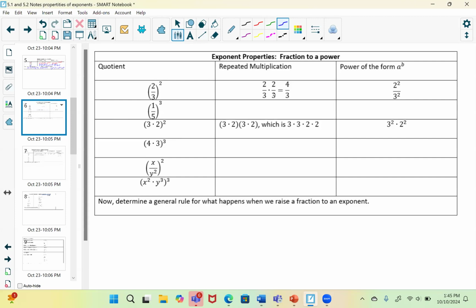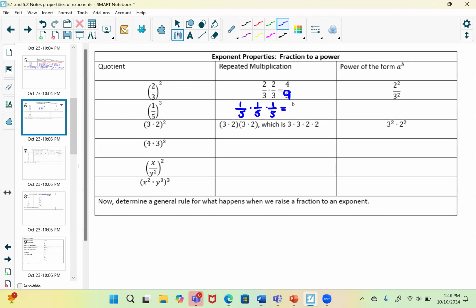We're doing 2/3 times itself, 2/3, which is 2 times 2 is 4, 3 times 3, which is 9. And that's correct on your paper. So then that's the same thing as 2 squared over 3 squared. So we said you could really just square each one. That's gonna be the same, like if I have 1/5 cubed, that means I'm doing 1/5 times itself 3 times.